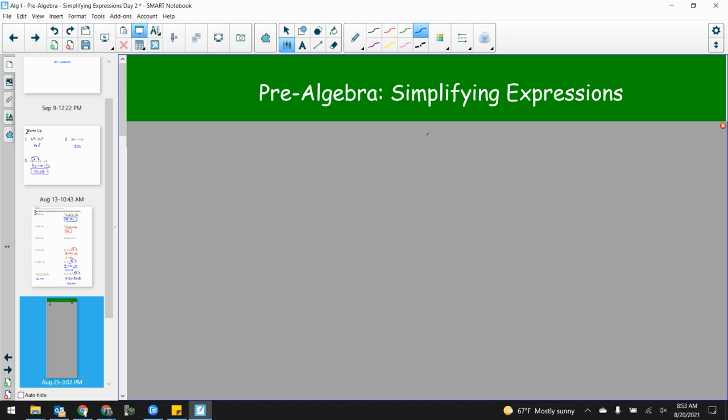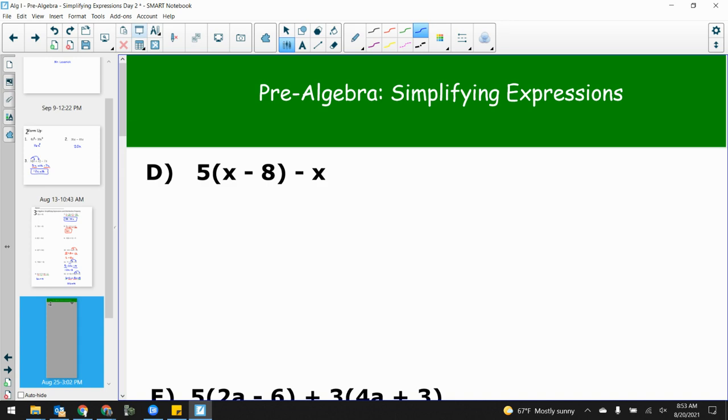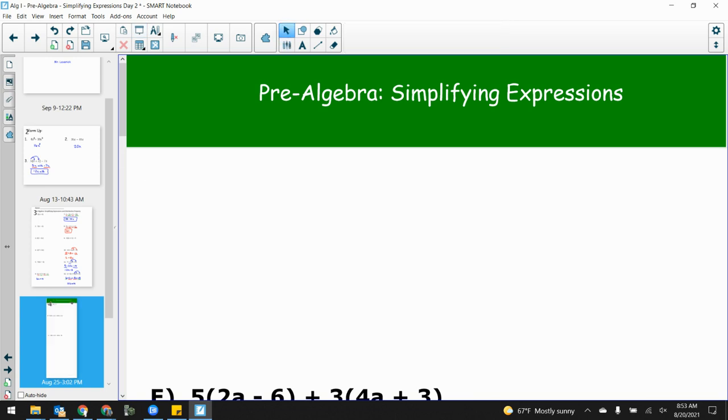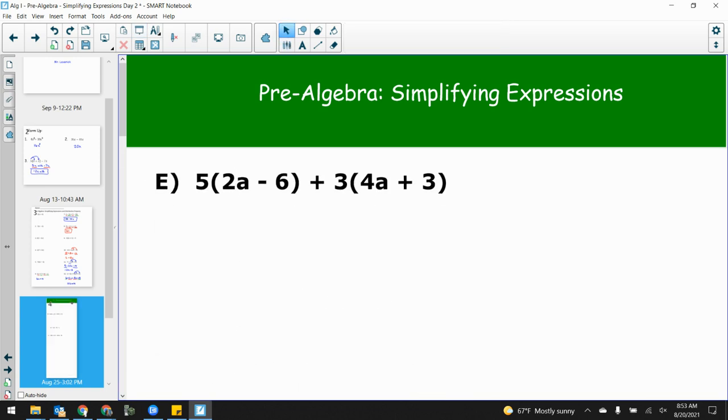All right, so what I want to do today is do more problems with the distributive property, but amp up the difficulty a little bit and see what we can possibly do with the distributive property, okay? Now, this first question, I believe we did yesterday, so I'm going to throw that one down there. But this is the first one on your papers, correct? Yes. So we have 5 times quantity 2a minus 6 plus 3 times quantity 4a plus 3.